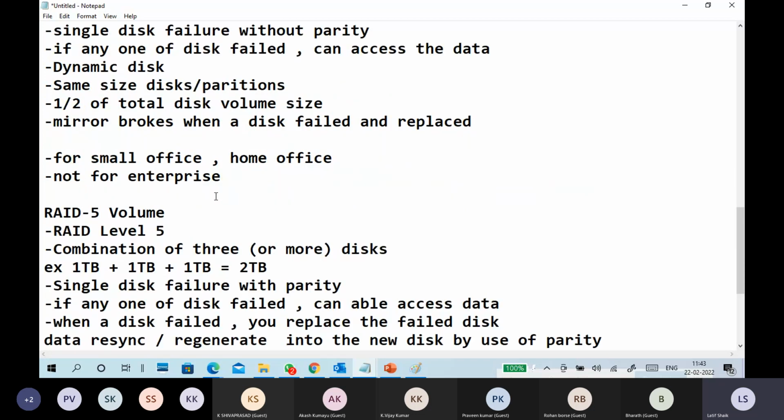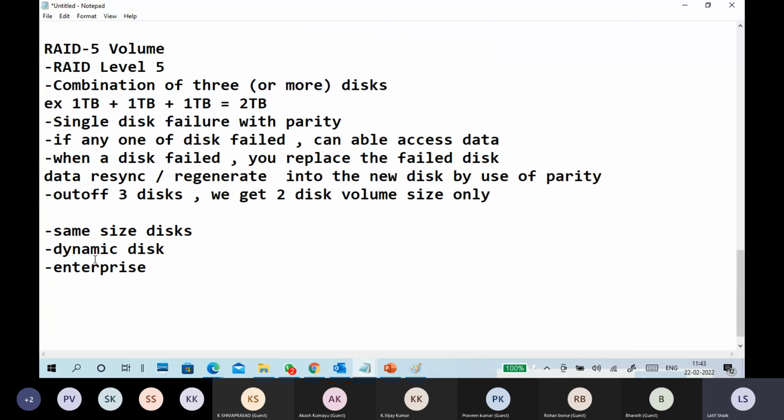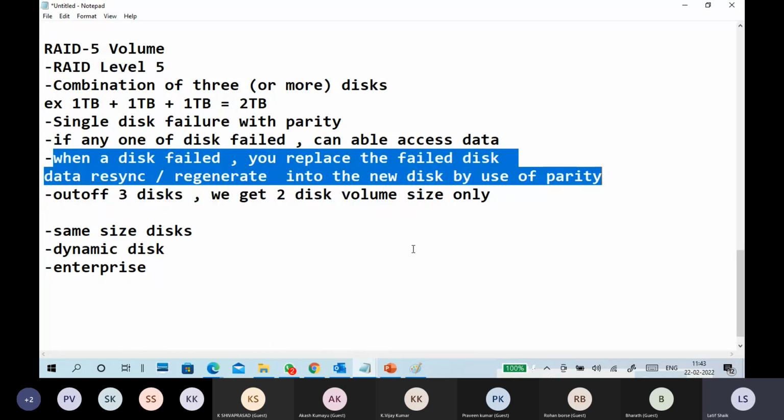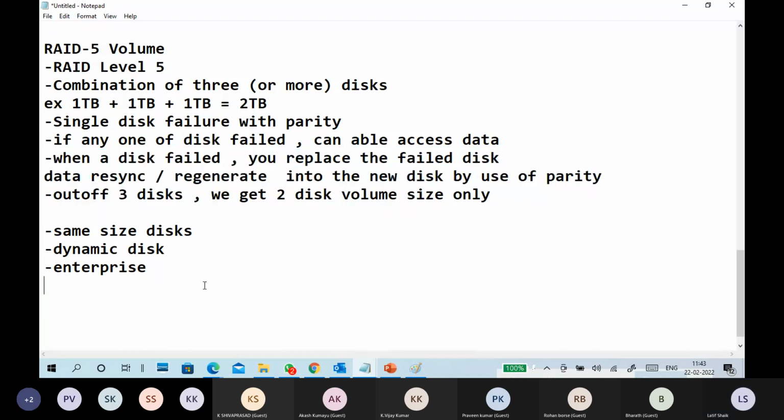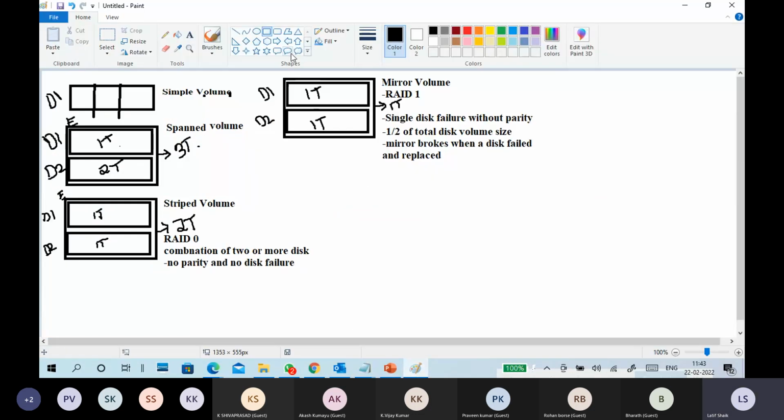Like a mirror breaking, it won't happen here. A mirror is broken when a disk fails, right? In RAID 5 it won't happen. It is resynchronized. So no mirror breaking here. So that is RAID 5. In a picture wise I will explain. I will try to explain like this.